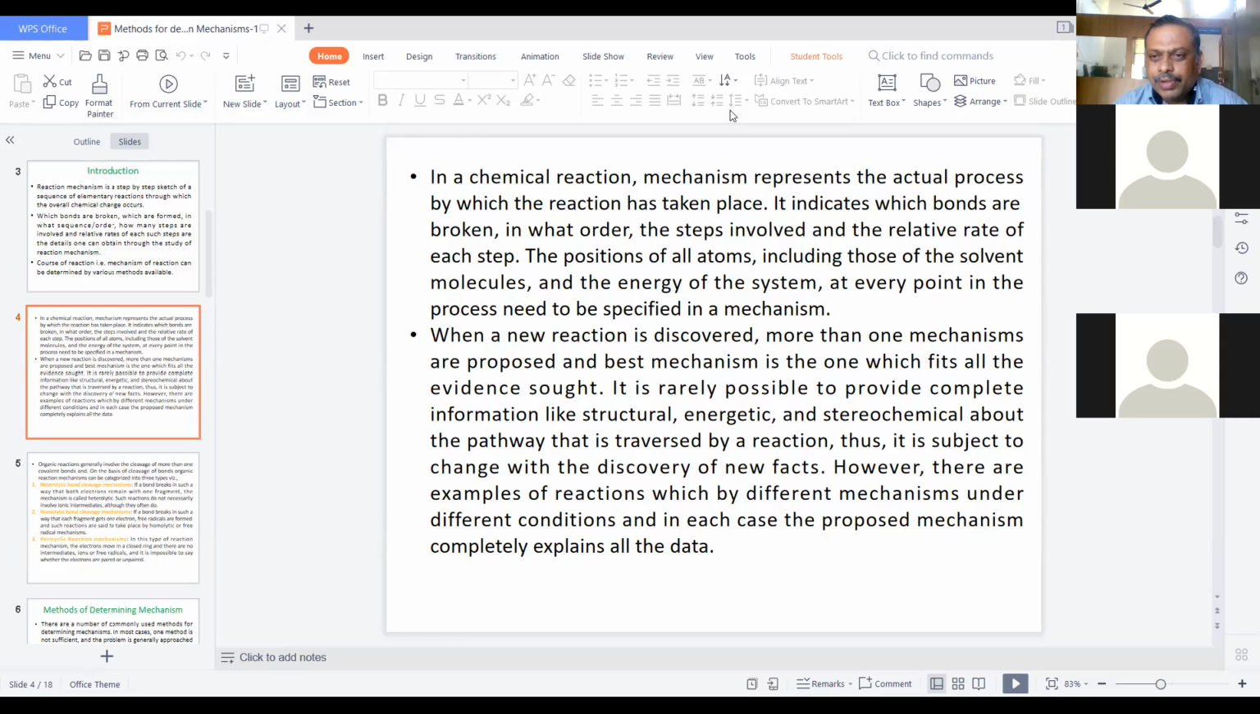The best mechanism is the one which fits all the evidence sought. That means generally, the mechanism should fit the evidence that we give. It is rarely possible to provide complete information, like structural, energetic and stereochemical, about the pathway followed by a reaction, and it is subject to change with the discovery of new facts. The mechanism also changes with the discovery of new facts. And there are examples of reactions which proceed by different mechanisms under different conditions, and in each case the proposed mechanism completely explains all the data.